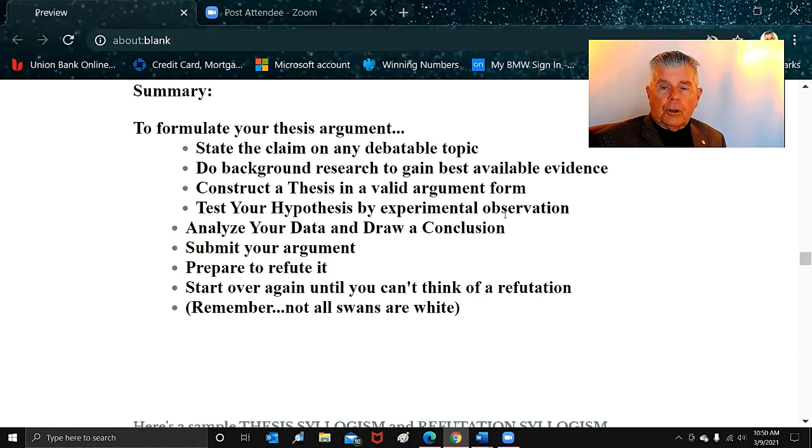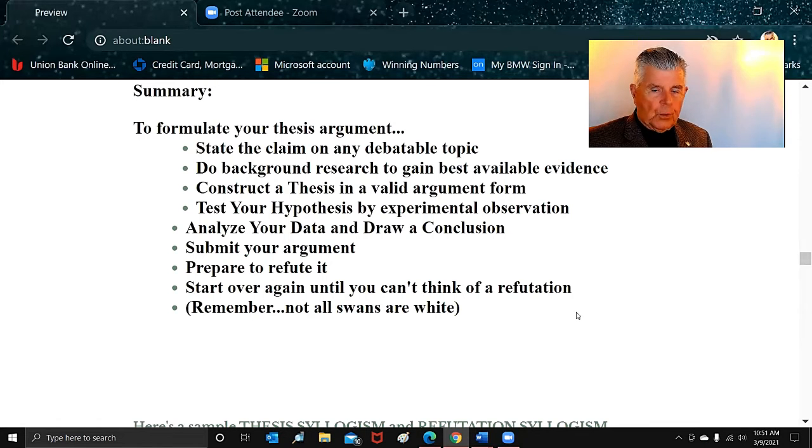State the claim on a debatable topic. Do your background research to gain the best available evidence. You probably already have some evidence, but enlarge that evidence and keep looking for counter arguments that disagree with you. Construct a thesis in a valid argument form. Test your hypothesis by experimental observation, if indeed it's an observational discipline or question. Analyze your data and draw a conclusion. Submit your argument and prepare to refute it. You start all over again until you can't think of a refutation.